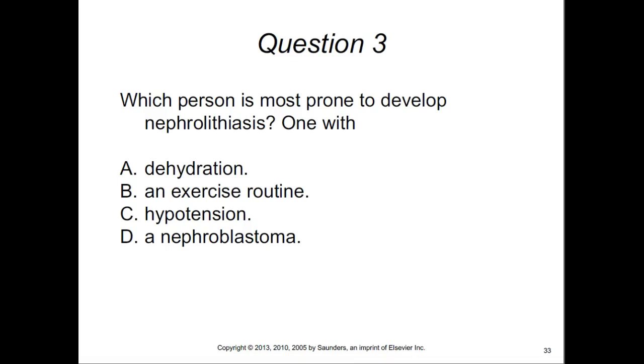I don't know, but an exercise routine requires a lot of fluid intake, so that one's not so good. Hypotension, so low blood pressure, maybe, but usually we're talking about the pressure in the ureters. Remember that our glomerular filtration rate is very well maintained, so unless your blood pressure is really low, that's usually not the best answer. A nephroblastoma can cause an obstruction, but most likely nephrolithiasis is caused by dehydration.